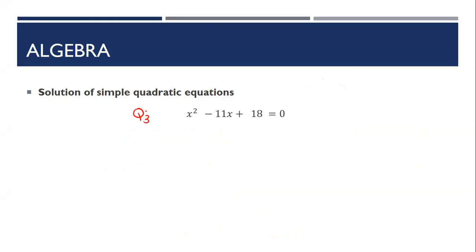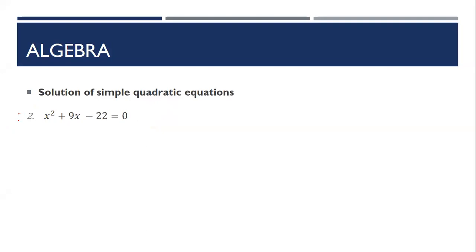This is question 3. Homework: x square minus 11x plus 18 is 0. That is the question 3. And the question 4: x square plus 7x plus 10 is equal to 0. That is question 4 homework.